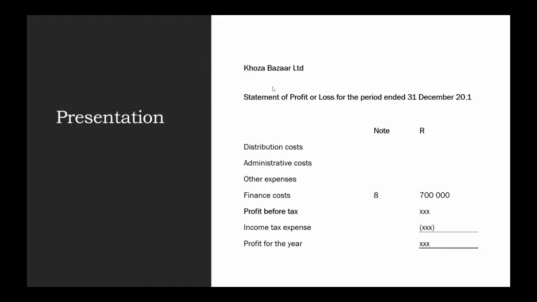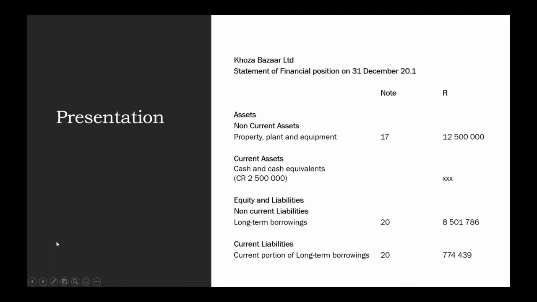Moving on to the presentation of the bank loan. Firstly, in the statement of profit or loss for the period, we recognize the interest expense as finance cost, which is 700,000 rands. In the end, we subtract it from revenue to get the profit before tax. And then moving on to the statement of financial position, since we had acquired a factory, we recognize it under property, plant and equipment at the historical cost price, which is 12,500,000 rands.